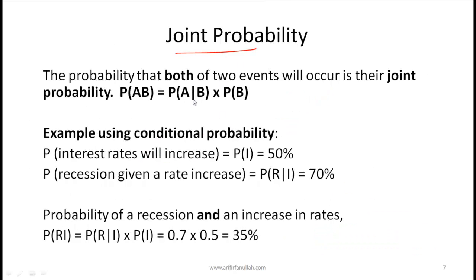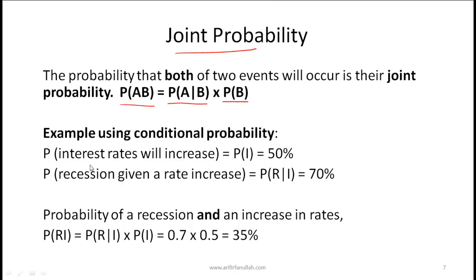Joint probability. The probability that both of two events will occur is called their joint probability. This is an important formula that you should put on your formula sheet. The probability of A and B both happening is equal to the probability of A given B times the probability of B. Now let's continue with the interest rate and recession example.